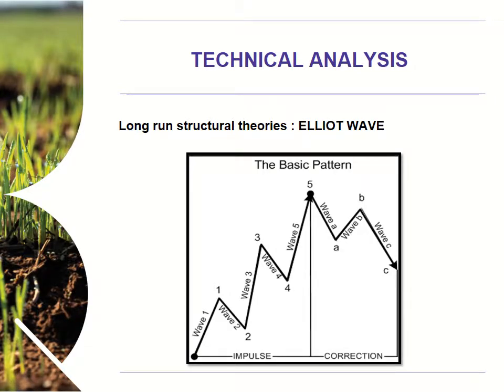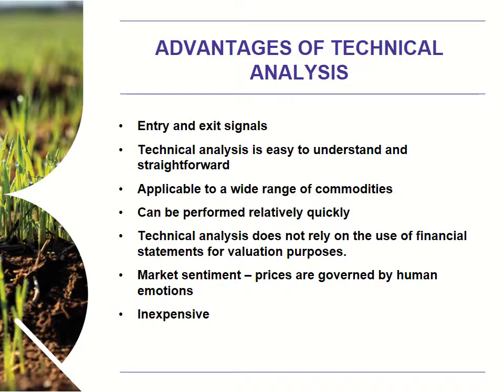Long structural theories. Elliott wave is an example. It takes years, it looks at waves. It's 1, 2, 3, 4, 5, and which wave you're in, whether you're in wave 2 or wave 3, determines your trading stance. It's a longer term look of the market. That's the four categories of technical analysis.